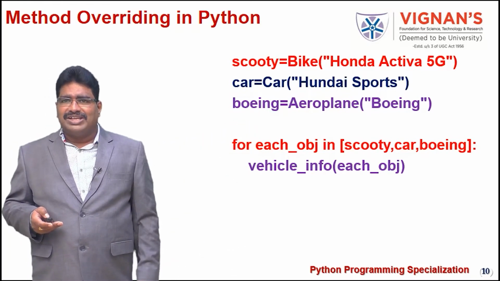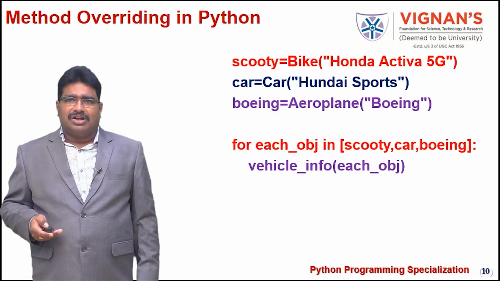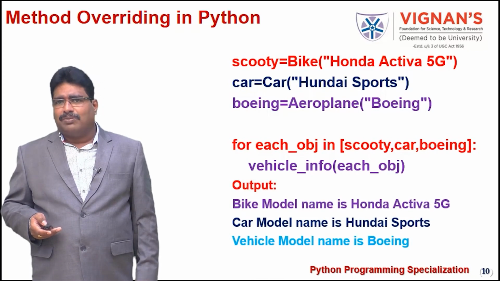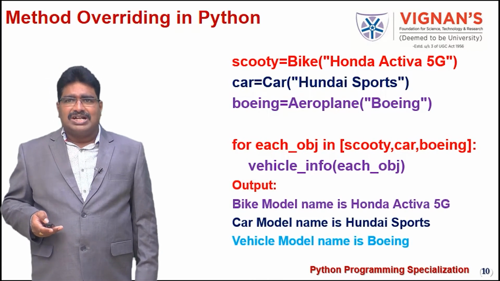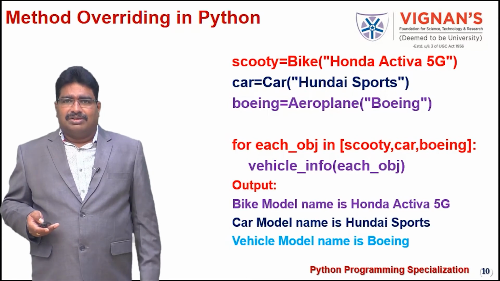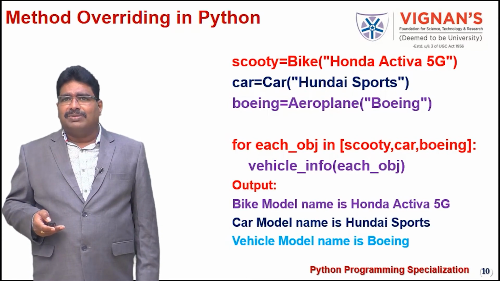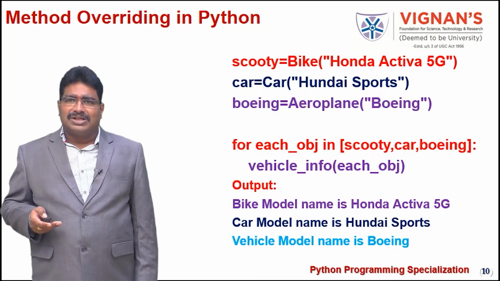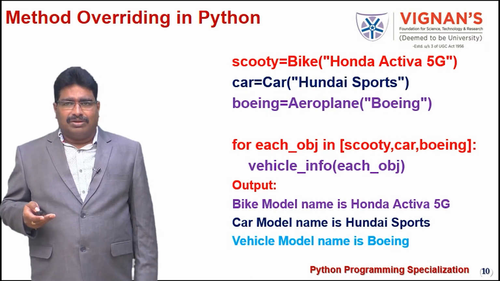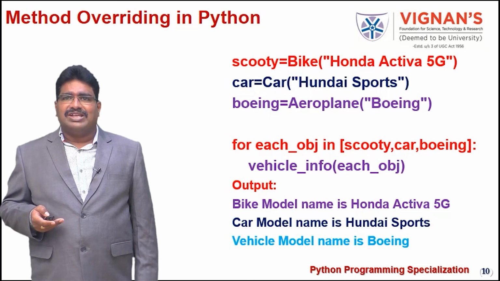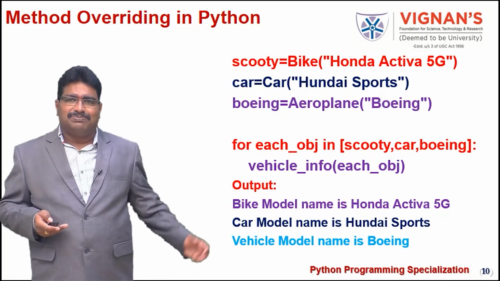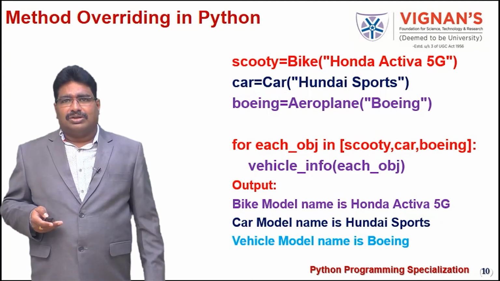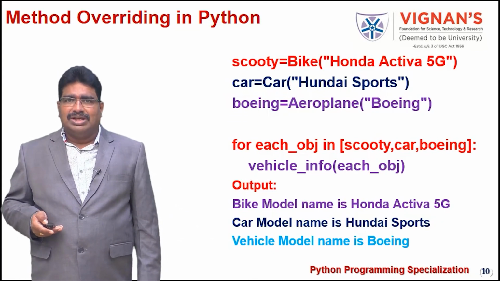It calls the vehicle model method of the scooty. Then it displays that the bike model name is the Honda Activa 5G, and similarly it calls the car's vehicle model method. Then it displays that the car model name is the Honda Sports, and similarly it calls the Boeing. Then it displays that the vehicle model name is Boeing. In that way it displays the output. So this is another example of overriding.